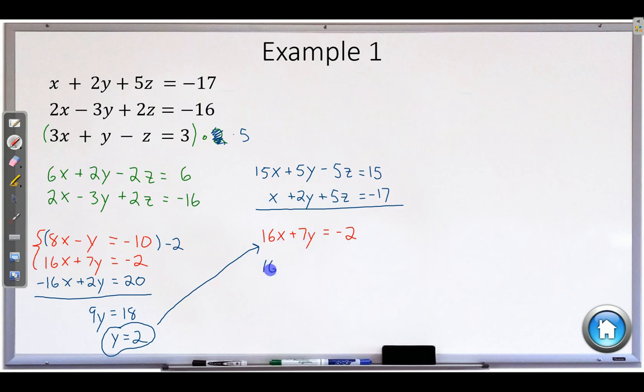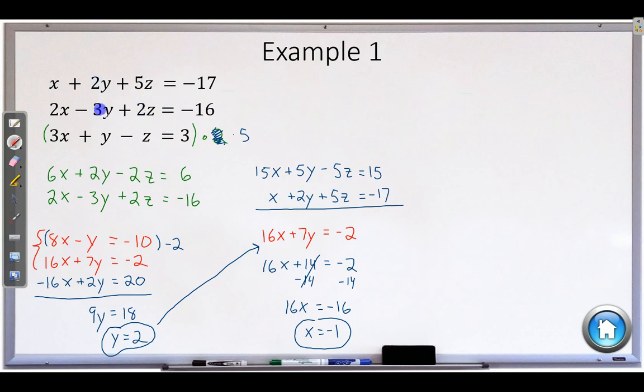So 16x plus 7 times y is 2, so that will be 14, is equal to negative 2. Minus 14 to both sides. That goes away. 16x is equal to negative 16. And divide by 16, x is equal to negative 1. As you can see, that was pretty easy to get x. So now we have x, we have y, we have one more variable to solve for, a z.